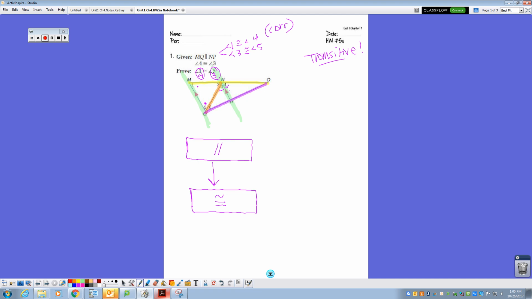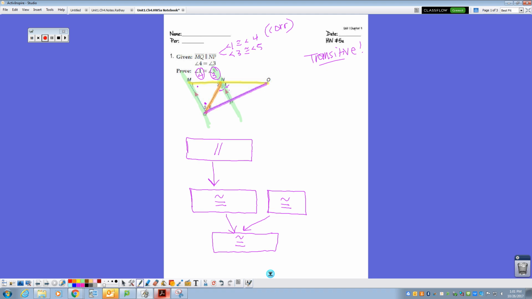Then we also know that 4 is congruent to 3. That was given. So if we take these 2 facts and link them together, 1 is congruent to 4, 4 is congruent to 3. That gives us 1 is congruent to 3. Well, our goal is to get 1 congruent to 5. So we need to bring 5 into the picture.